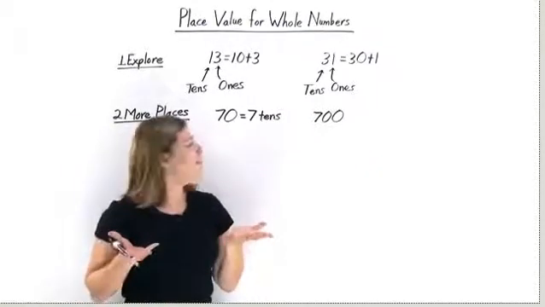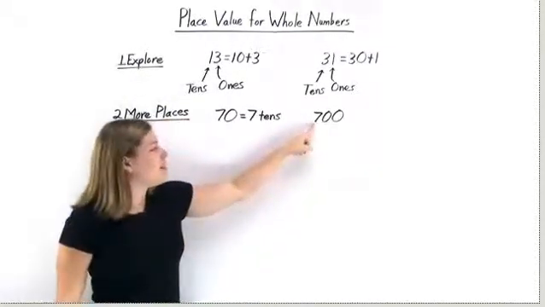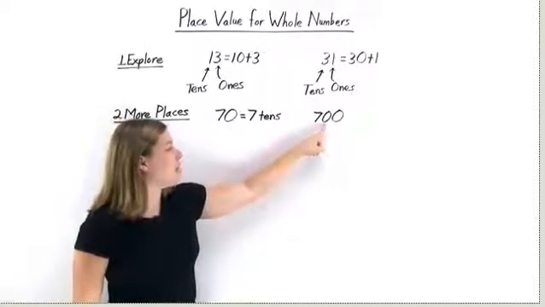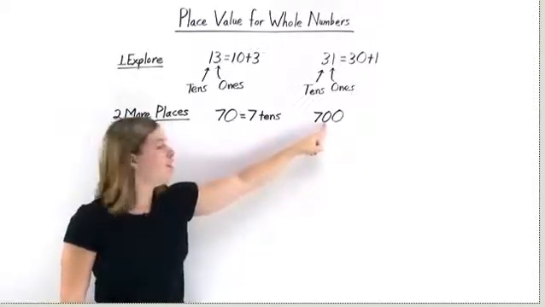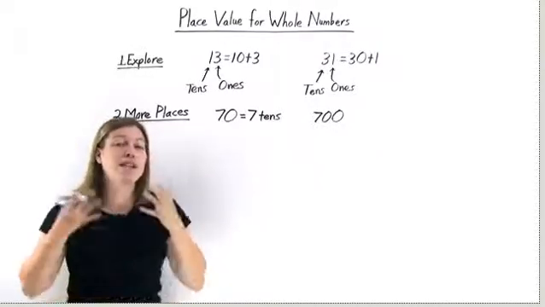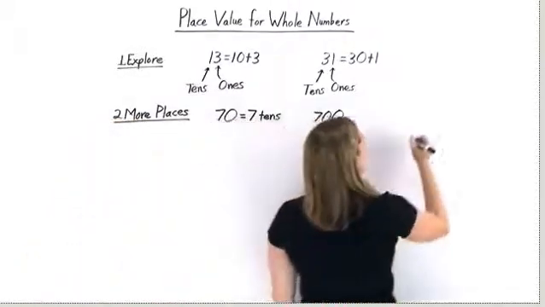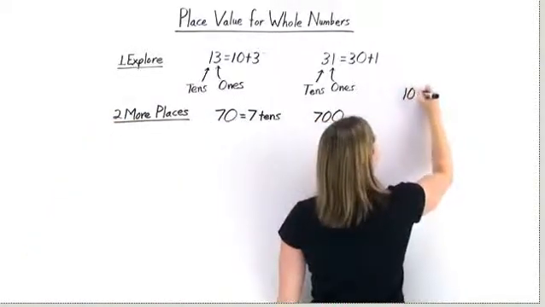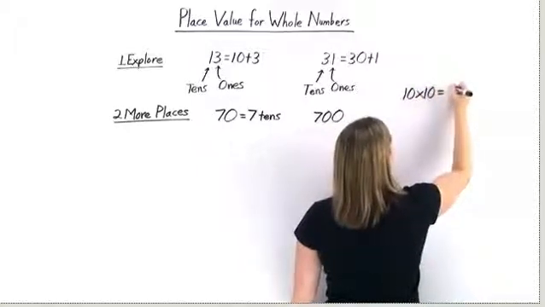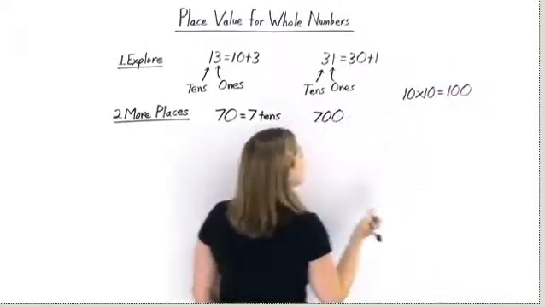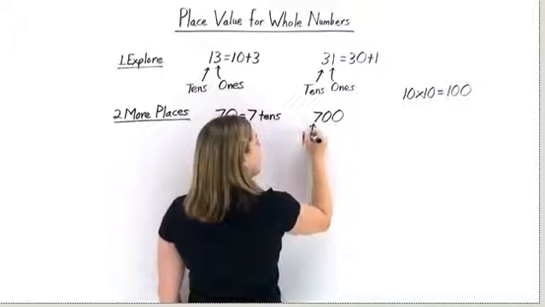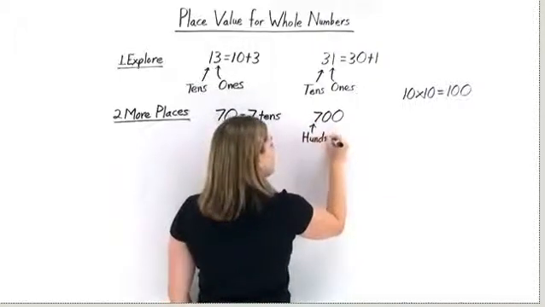What place is that? Well, this place is worth 10 of the place that comes before it, to the right of it. So this place is worth 10 tens. Well, if we have 10 tens, that's the same thing as taking 10 times 10. 10 times 10 is 100.